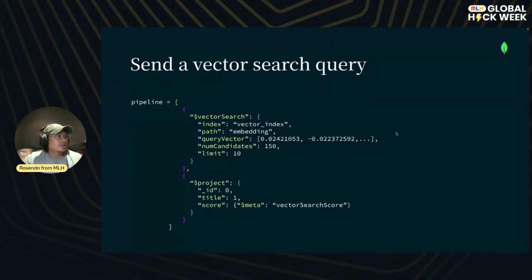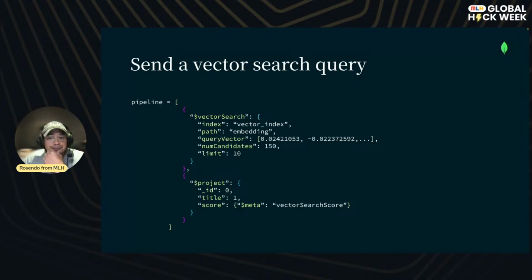So here's the example. You're creating a pipeline, and this is a vector search. You have the embedding, and then this is the query vector. This is the vector being assigned to the actual query that you're putting into the database. Here, the num candidates is 150, and you're limiting your search to 10. And then here is the filter, and the $project that you're looking for.